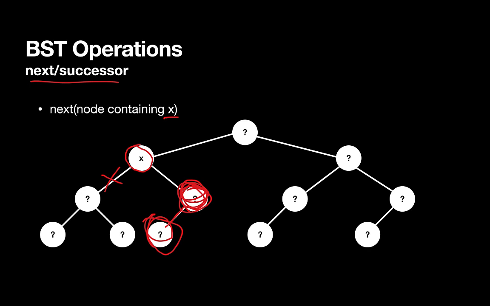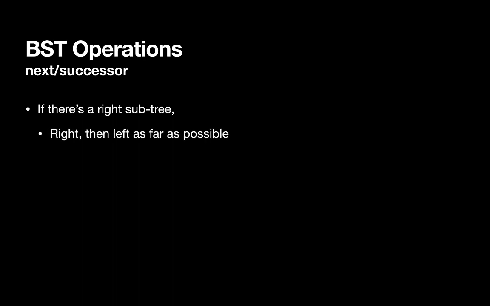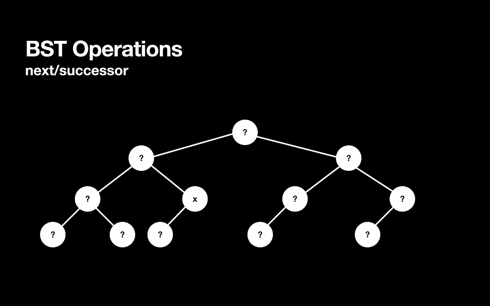Okay, this illustrates one of the cases that we have for finding an in-order successor. So if we've got a right subtree, we'll take a right and then we'll go as far left as possible. So we want a value that comes after x, so we go to the right, but we want the smallest one possible, so we'll then go as far left as possible. Okay, that works if there is a right subtree, but what if there's not?